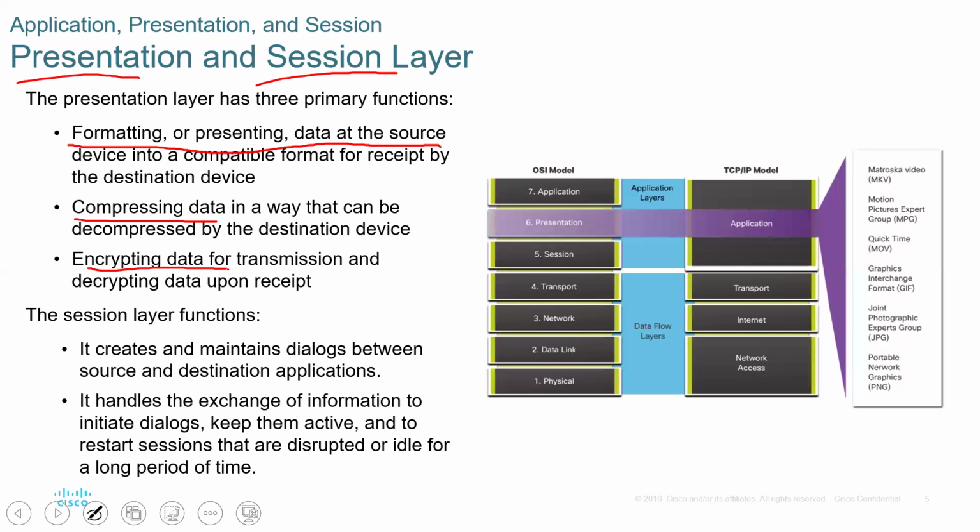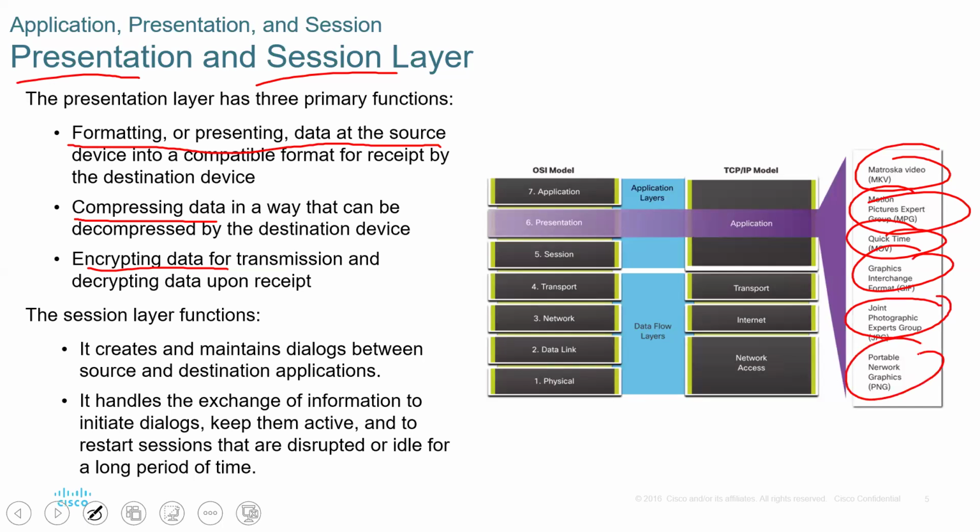And when you are formatting it, you use different formats depending on the type of data. For instance, you can use MKV for video files. You can use MPEG. You can use MOV. You can use GIF for pictures. You can use JPEG. You can use PNG. All of them are different formats, and they are managed by the presentation layer.